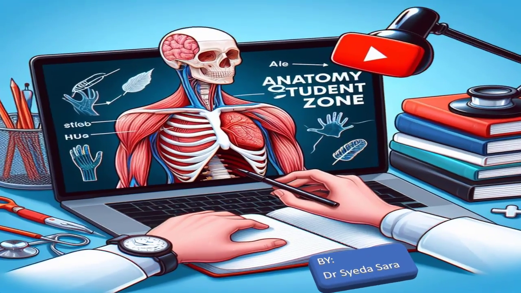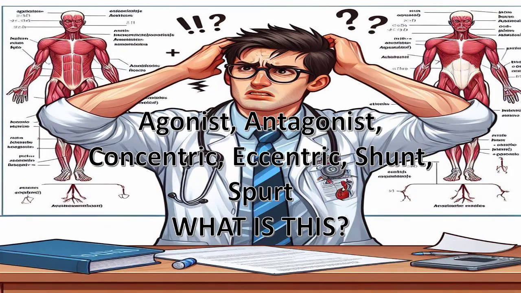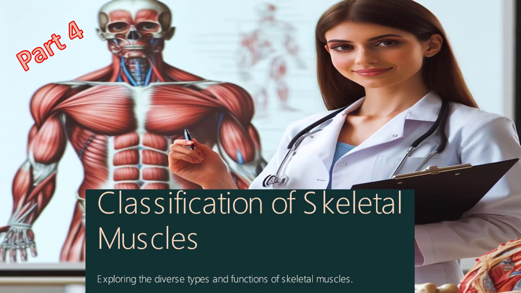If you're a medical student and you're confused about agonist, antagonist, synergist and fixator, or isometric, isotonic contraction, then don't worry, I, Dr. Seda Sara, am here to help you. In this part of the video, I will cover the classification of muscle on the basis of group action, and this includes agonist, antagonist, synergist and fixator.